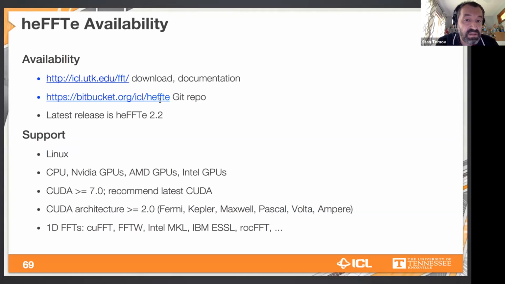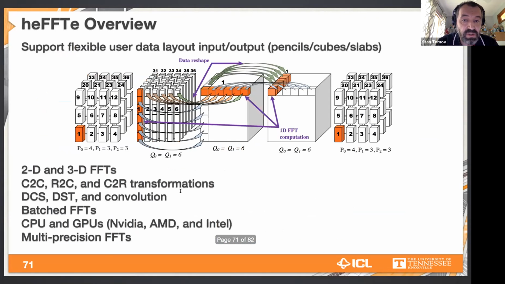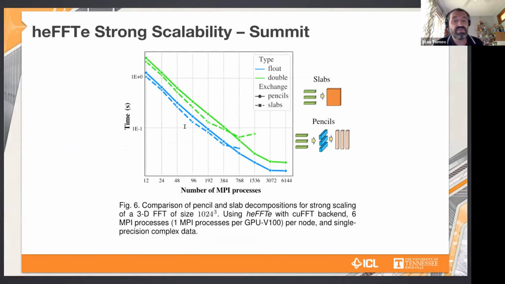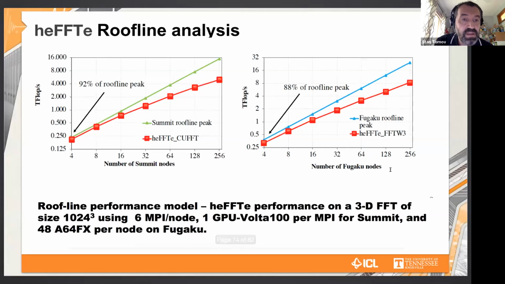This is about the availability, where it is available. It's a Bitbucket repo. And support I already mentioned. The installation is similar to what we have in MAGMA, standard options to install. These are the different functionalities. So it is very flexible in terms of data format supported. This is more about the scalability on Summit, weak scaling. It's very good compared also to other libraries. heFFTe outperforms them significantly, and compared to theoretical peaks like roofline peaks, also very good.